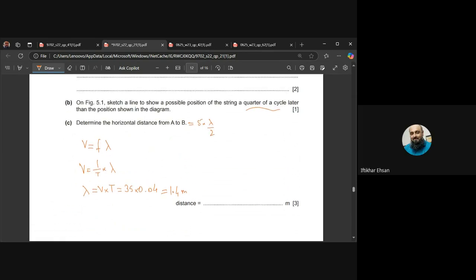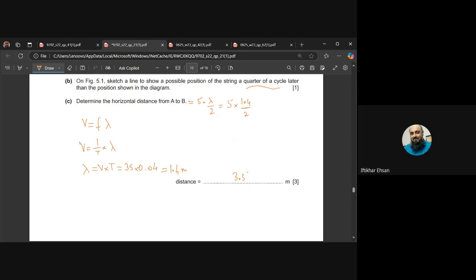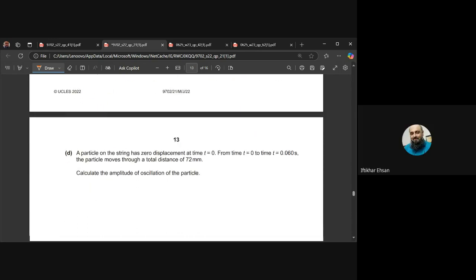Now, the distance from A to B is 5 times half wavelength. So we substitute the value of wavelength, and then the rest is not difficult. I guess it's going to be 3.5 in meters, right? Done, beta? Clear? Yes, sir. Okay. Sarosh, Ali Rahman, Hassan, done? Yes, sir. Okay, beta.